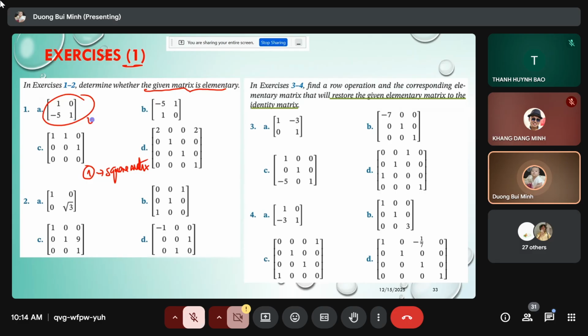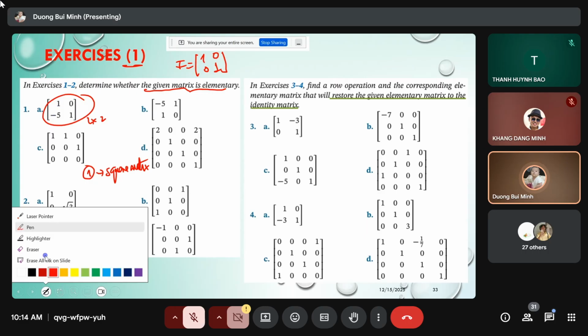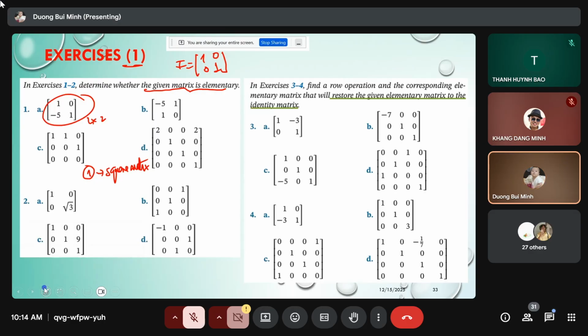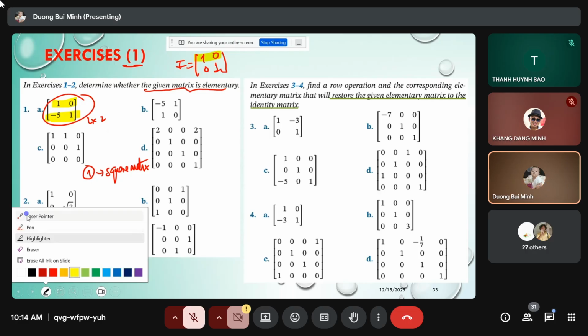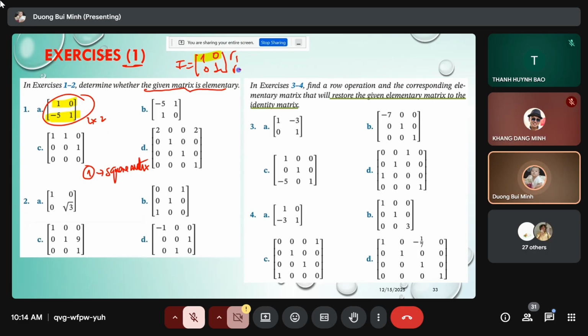Now, for example, this one has 2 rows and 2 columns, so we consider I is 1 0 0 1. So check. This is 1 0, the same, right? If you would like to get -5 and 1, with this being R1 and this R2, we just apply one elementary operation: we multiply R1 by -5 and add it to R2, replacing R2. You can get this one, right? -5 plus 0, you get -5. So this is an elementary matrix.